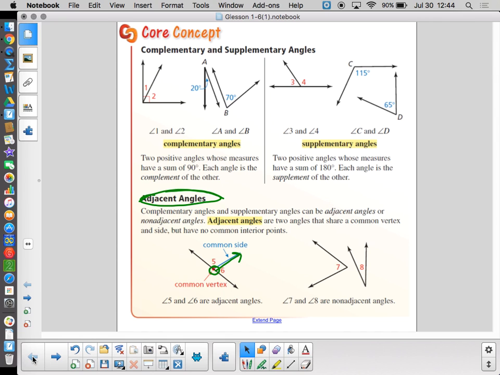The other two words are very similar, complementary and supplementary. Complementary angles are simply two angles that add up to 90 degrees. They may be adjacent. They may not be adjacent. They could be in completely different planes. One could be on your desk right now. The other one could be on the moon. If the two angles add up to 90 degrees, they're considered complementary.